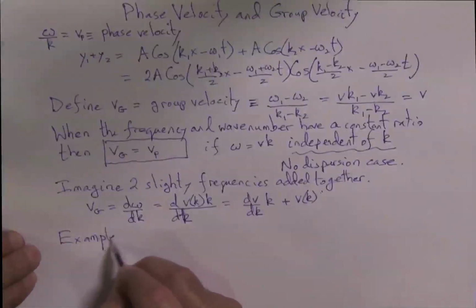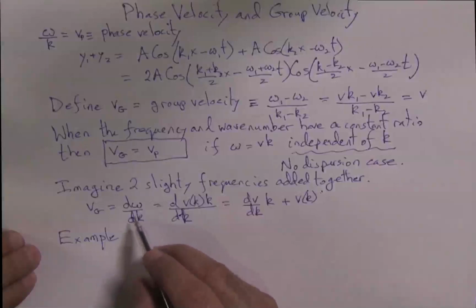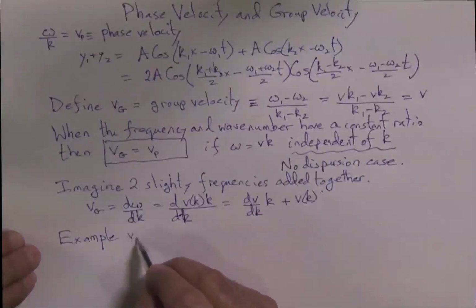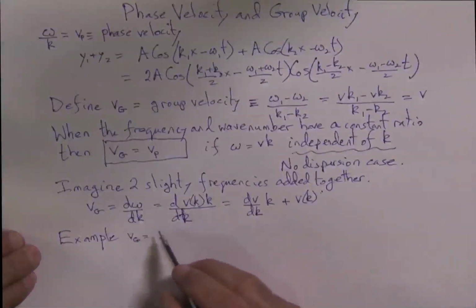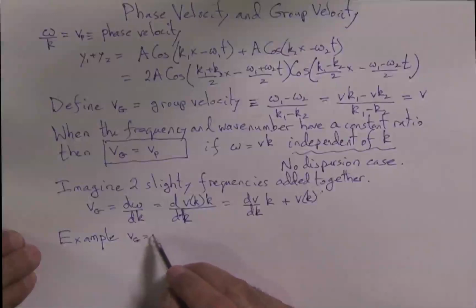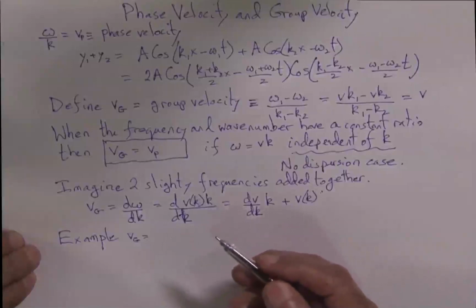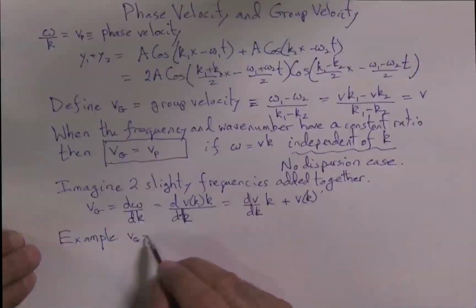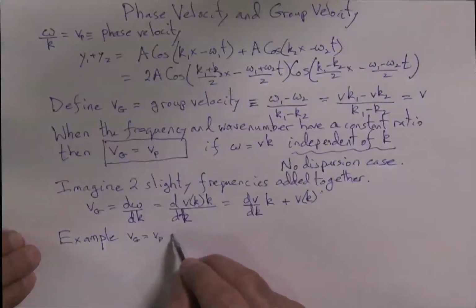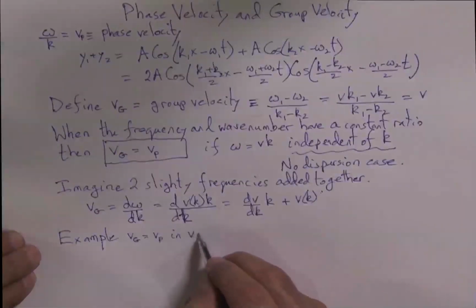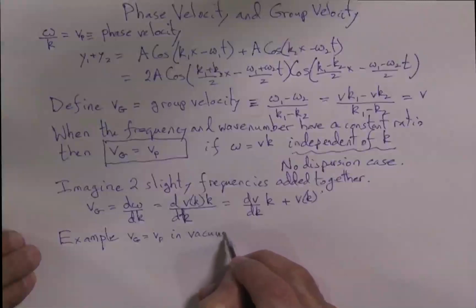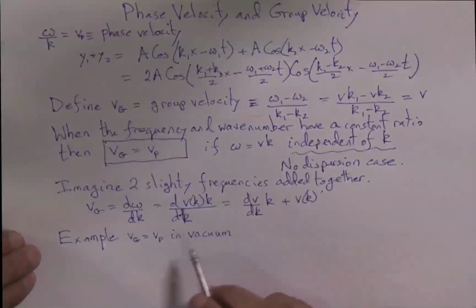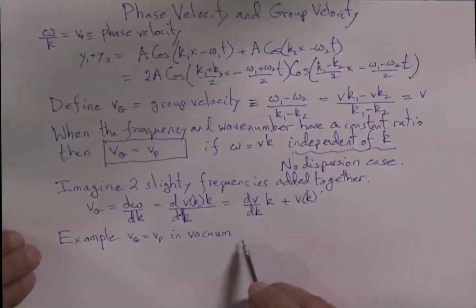So, for light, the group velocity and the phase velocity are always equal. That's because omega is equal to ck. So V group is the same as V phase in vacuum. So when light travels through a vacuum, all the different frequencies travel at the same speed.